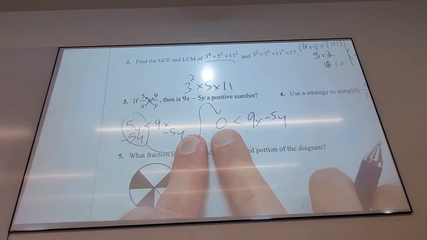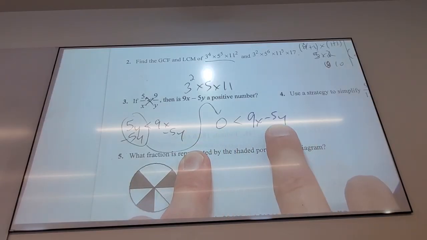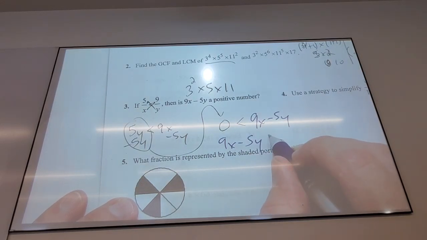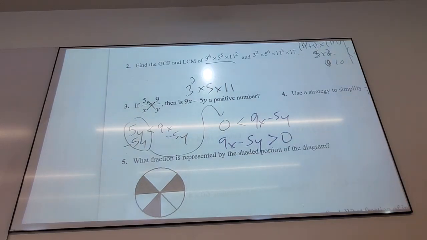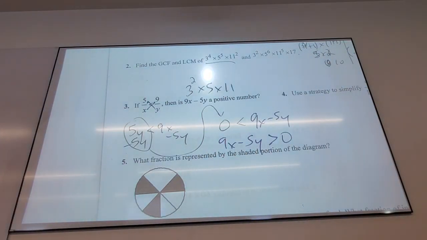Somebody read this for me. What's it say? 0 is less than that. So if I turn around, if 0 is less than this, this is greater than 0. Which means that is what kind of number? Done. Yes? Okay. Is that an easy problem?